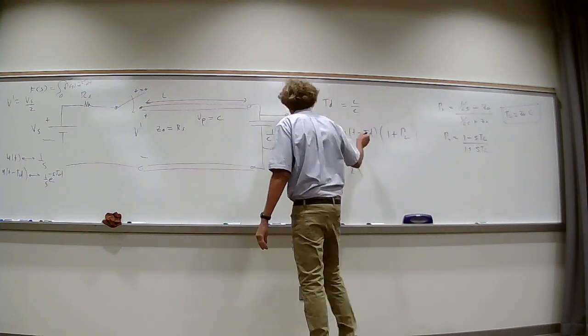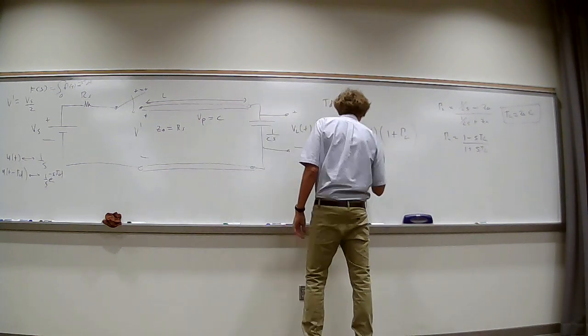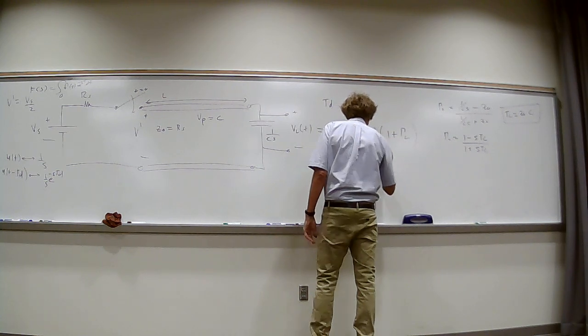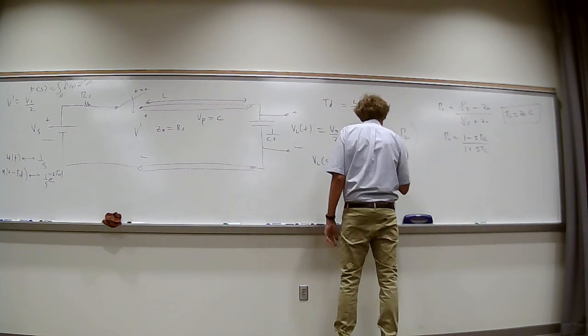Now, this u becomes 1 over s, and then it's times e to the minus st.